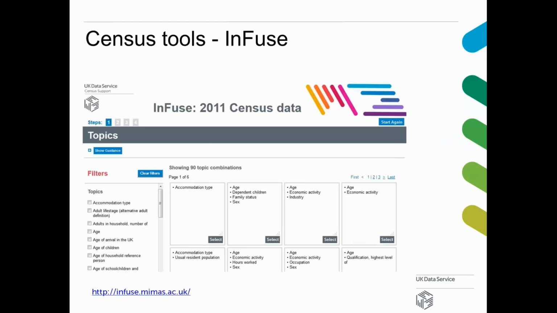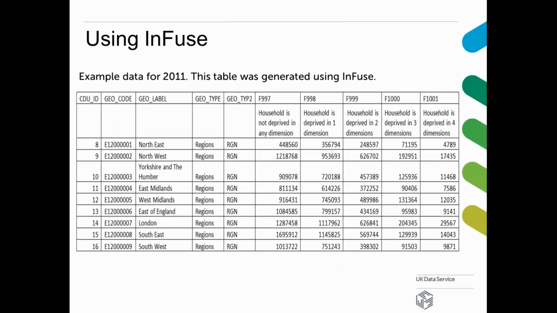If you're interested in using the aggregate census data, then you do that using our Infuse interface, which you can see on your screens. And you can access the 2001 and 2011 census data. This interface is something that you use just within your own web browser, so you don't need any specialist software. It's quite simple: you just pick the topics that you're interested in from the list of options on the left-hand side, and you carry on specifying your parameters, and then you can produce tables such as this one, for example.